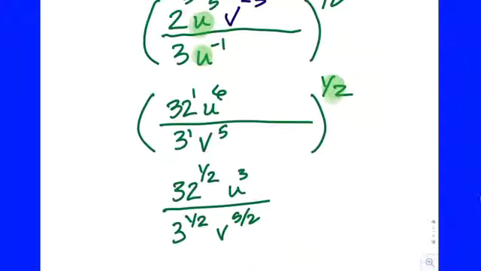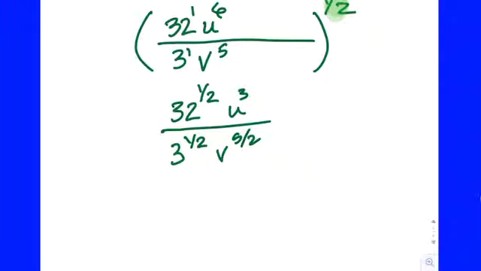So now it's looking really good, right? No more parentheses. All the walls are torn down. It's still equivalent. And now we just try to combine like factors. Well, the only thing we have left are the numbers. Okay? 32 to the 1/2. Is that equal to 16?